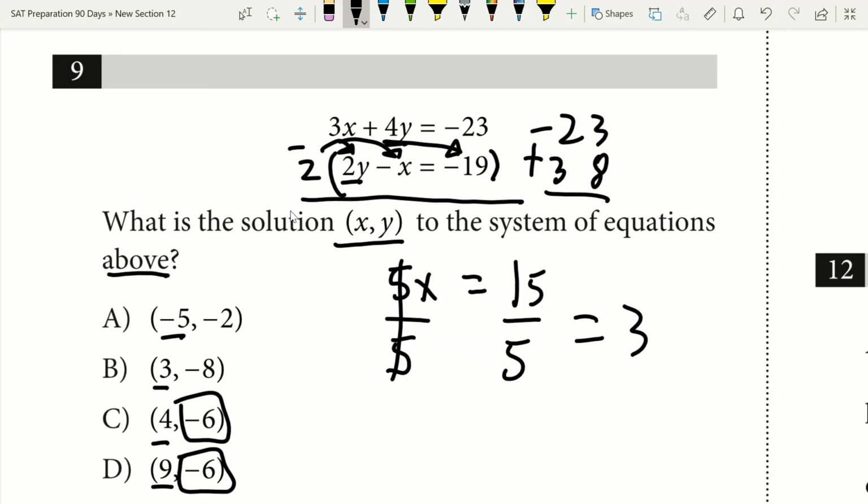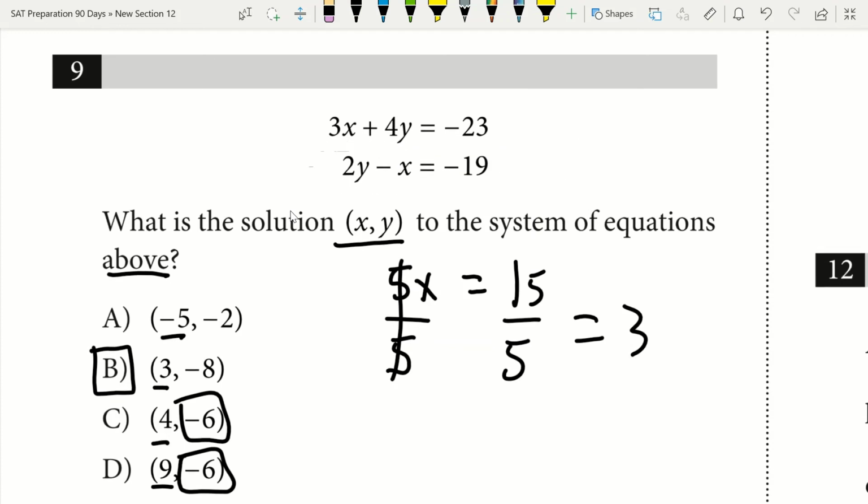There's only one answer choice where x is 3, so I know B will be my answer. So anytime that I see a stacked equation set like this up top, and I'm asked to solve for the solution xy, that's what I'm going to look to do.